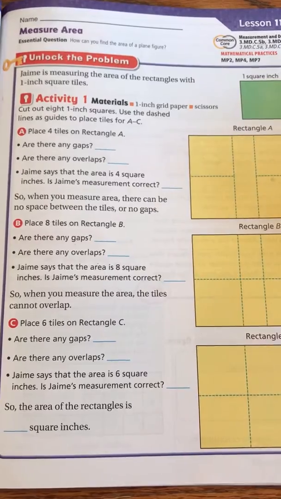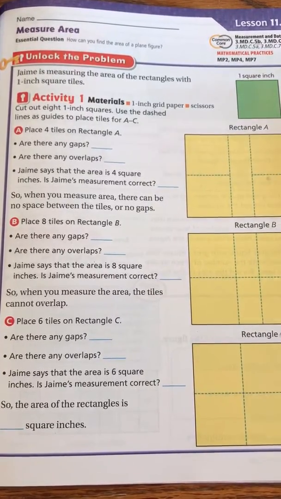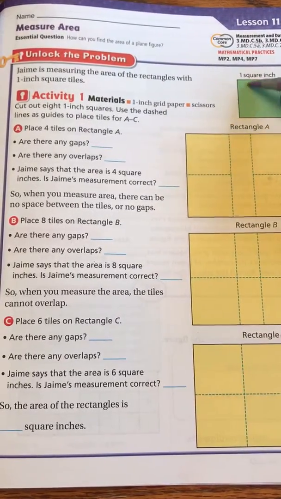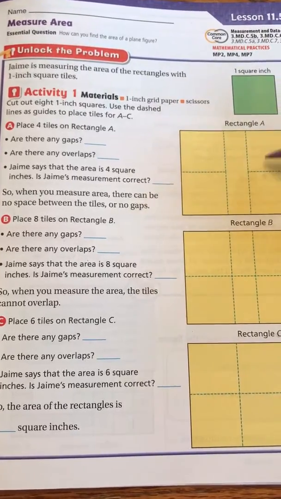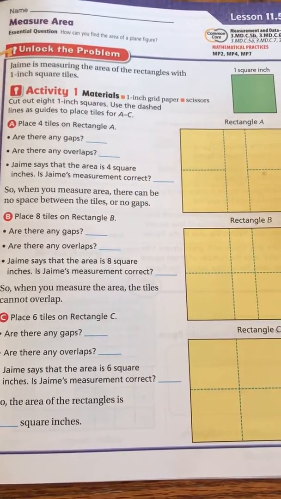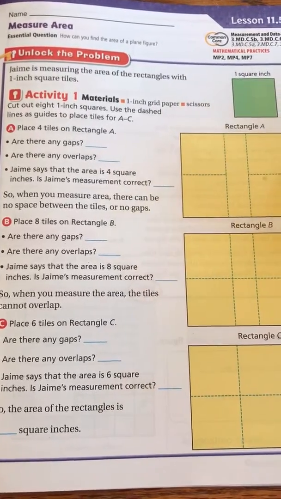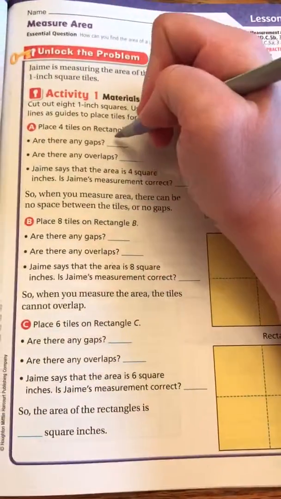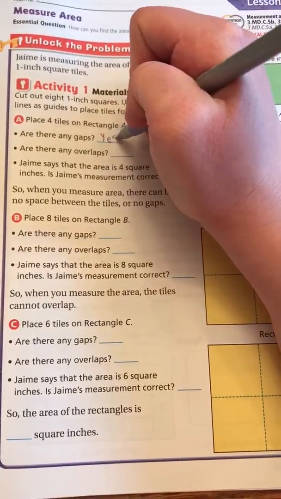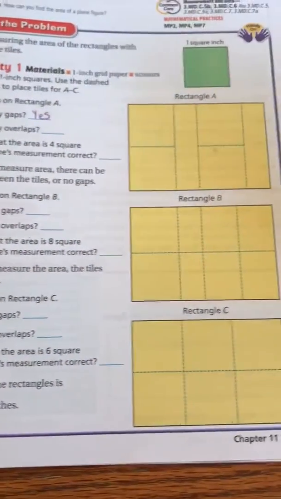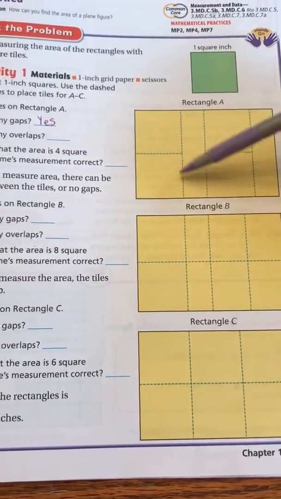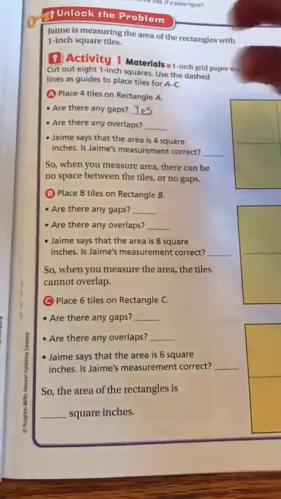If we look at rectangle A, it says place 4 tiles on rectangle A. So if we put these 4 tiles, you can see they're right here, okay? It says, are there any gaps? There are, because you can see there's spaces right here. So we're going to write yes. Are there any overlaps? There is nothing overlapping, so we're going to write no.